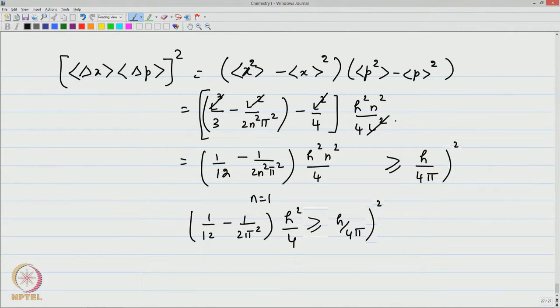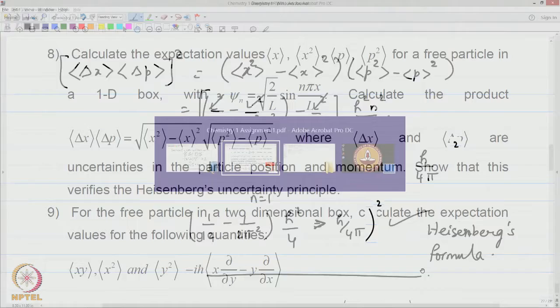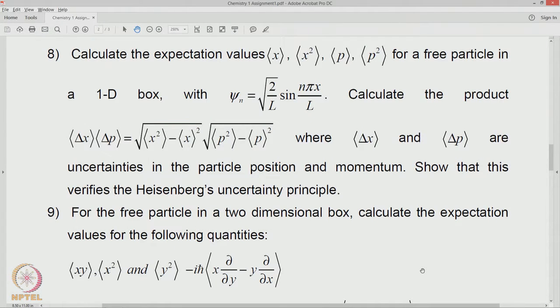Therefore, the smallest uncertainty which is obtained for n equal to 1 is already greater than h by 4 pi, and for all other values of n, both these terms are increasing. Therefore, they will be definitely much greater than h by 4 pi. So, this is Heisenberg's formula. I think that is what we wanted to verify in that problem. Show that this verifies the Heisenberg's uncertainty principle.